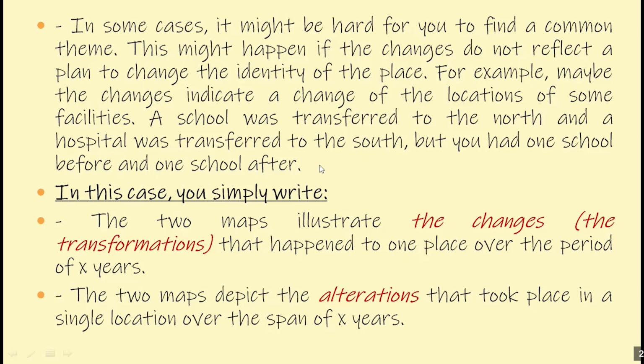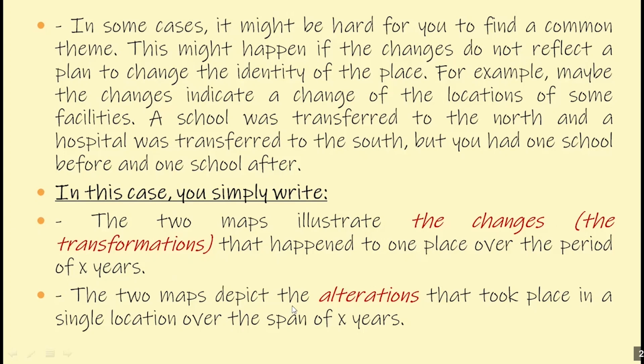Like, how are you going to write an overall paragraph? You simply write the two maps illustrate changes or transformations that happen to one place over a period of X years, 10 years, 20 years, or whatever it is. So we're using the word changes or transformations, which is a general word that can be used to describe anything without saying that these changes are transforming the place from residential to industrial, or from urban to rural, or whatever it is, just changes.